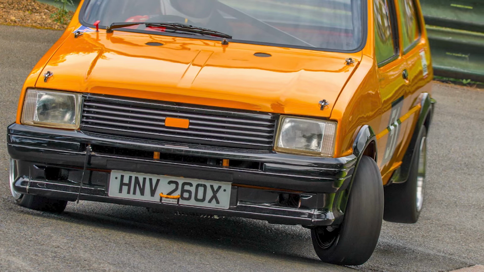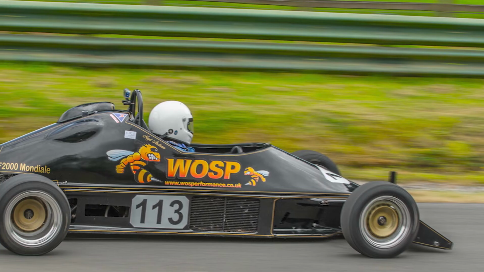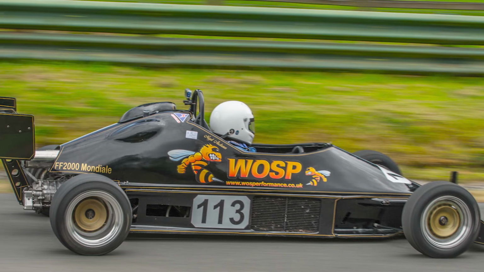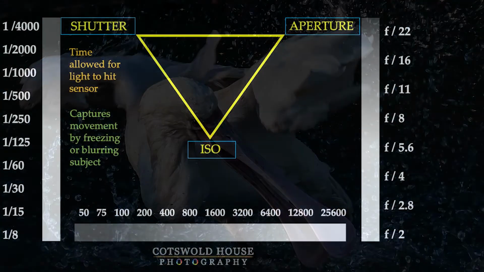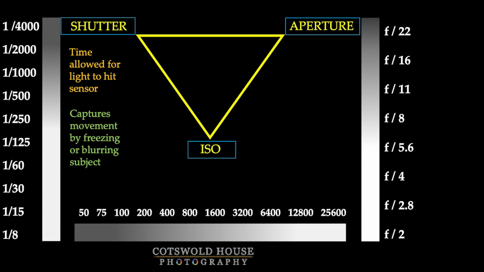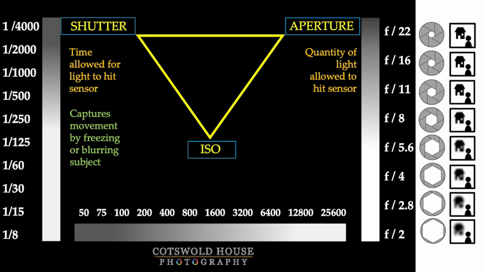It can be a fast speed to freeze the action or a slower speed to show motion by blurring parts of the subject. An example here could be a bird's face is sharp but the wings are blurred to represent its flapping. So shutter is all about time allowed for light to hit the sensor. But how much light? Sometimes we need a lot of light to capture the scene to our liking. This is where aperture becomes our ally. Aperture is all about the quantity of light allowed to hit the sensor whilst the shutter has exposed it.